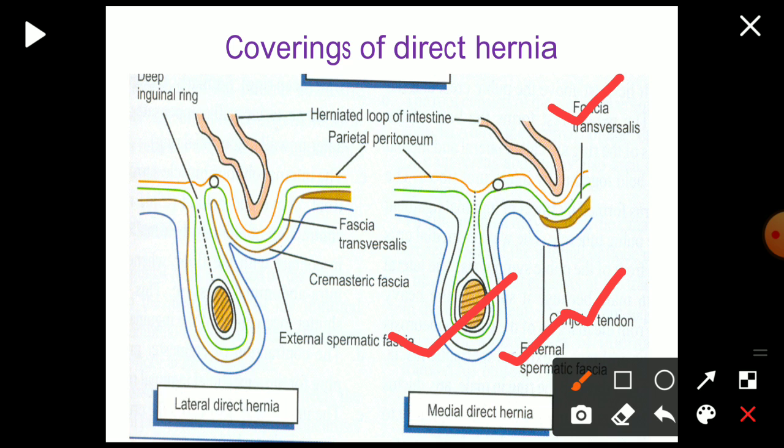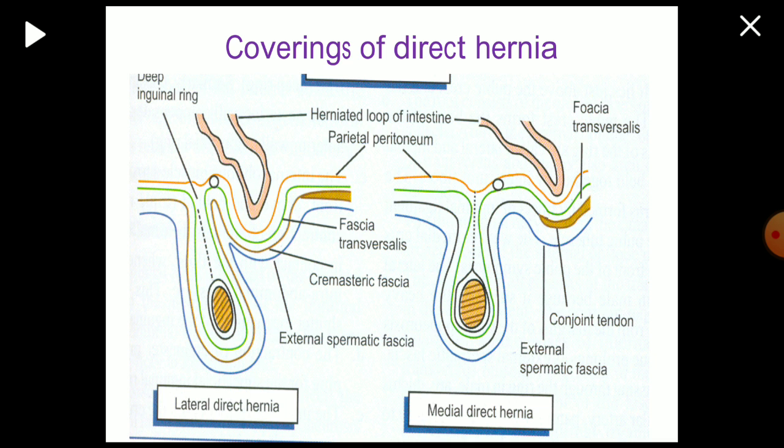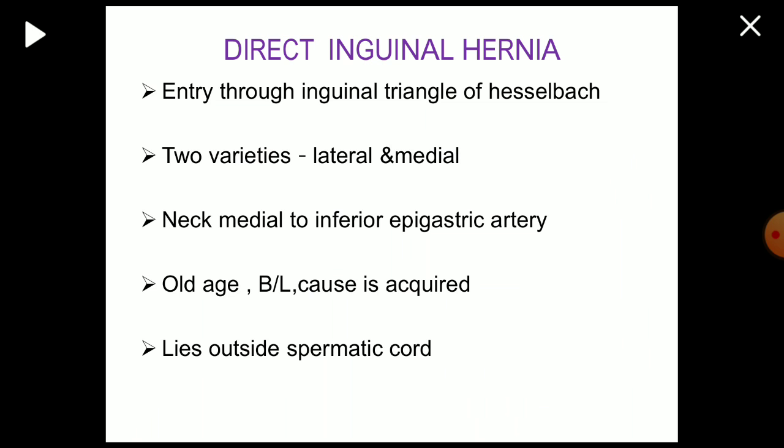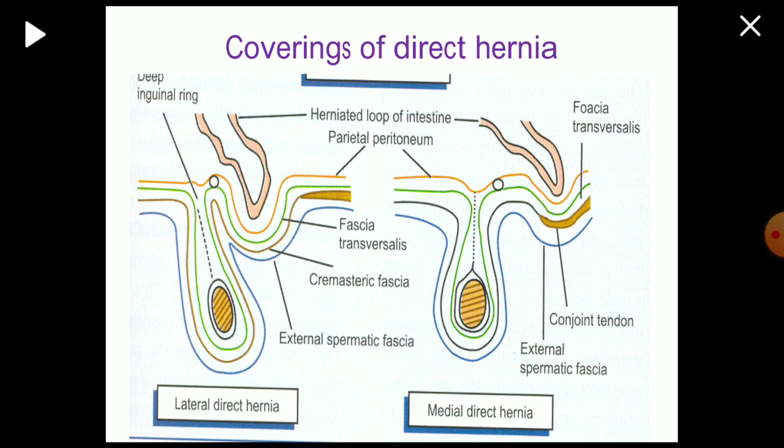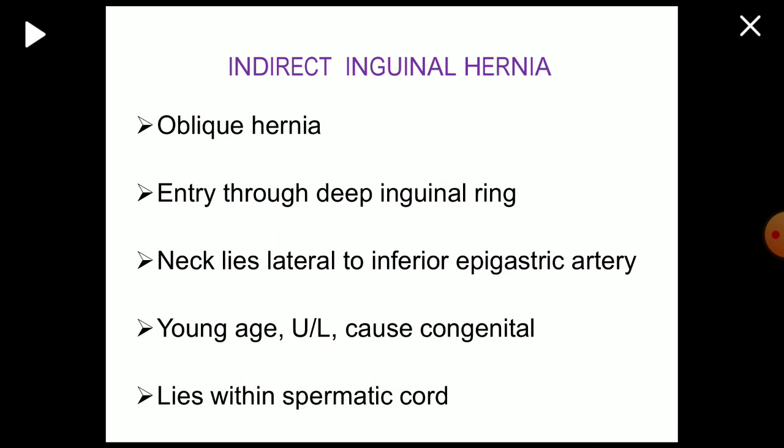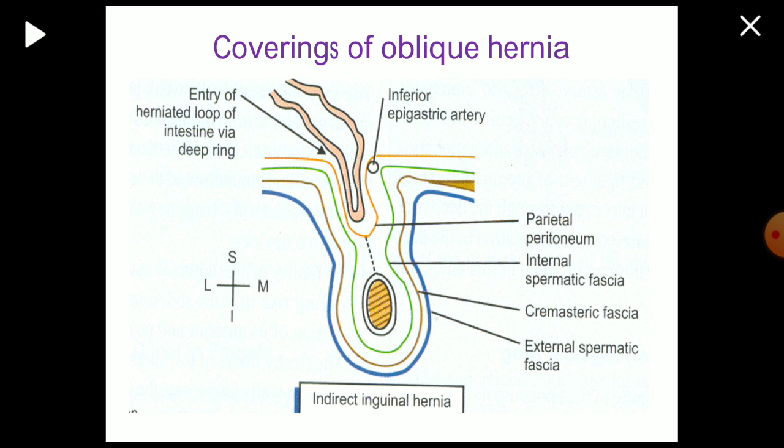If you carefully see this, fascia transversalis, extraperitoneal tissue, the internal spermatic fascia, and the fascia transversalis. So these are the coverings of direct hernia. One is the lateral and this is medial. Now, the direct inguinal hernia occurs through Hesselbach's triangle. There are two types, I already mentioned, medial and lateral. These are the coverings of direct hernia. And this is coverings of indirect hernia.